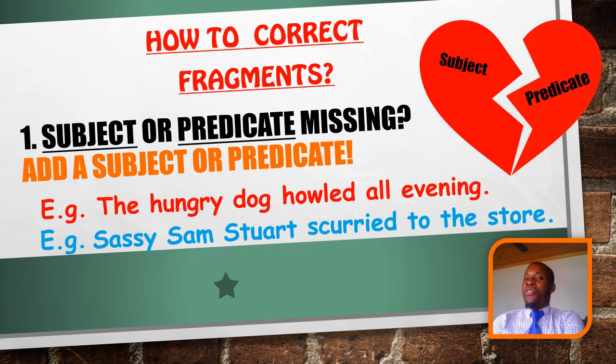Let me ask you this literature question. What sound device is Sassy Sam Stewart scurried to the store? 5 seconds. If you said Sassy Sam Stewart scurried to the store is alliteration, you are correct. Good job.